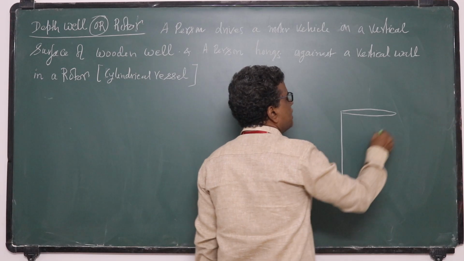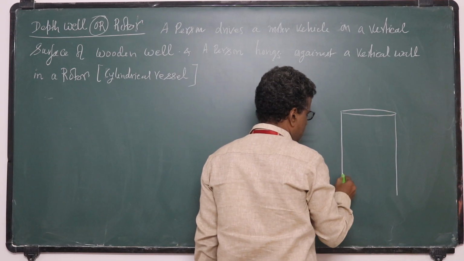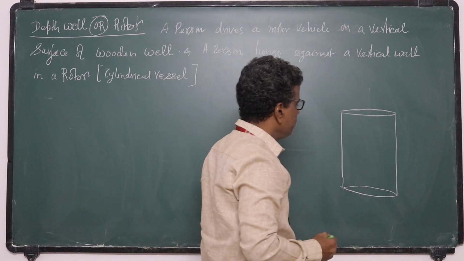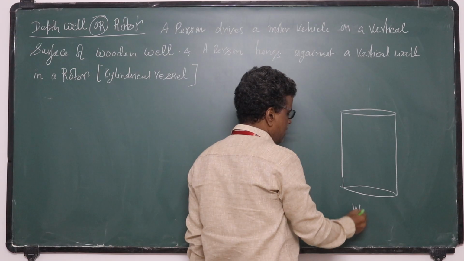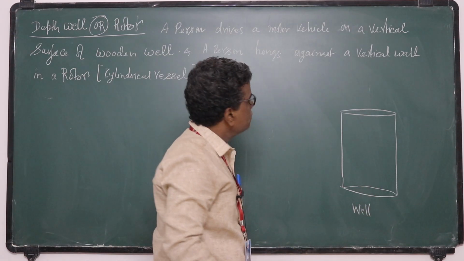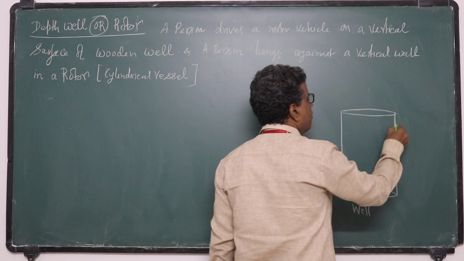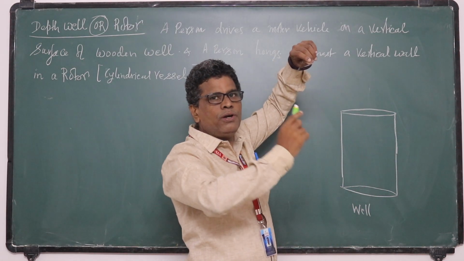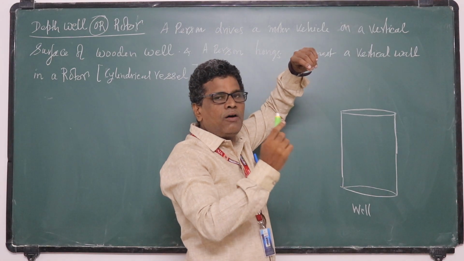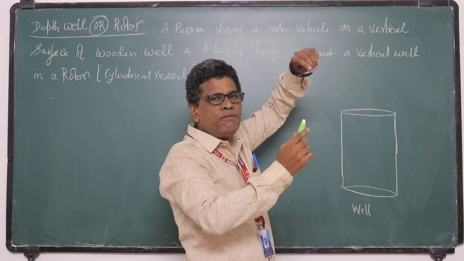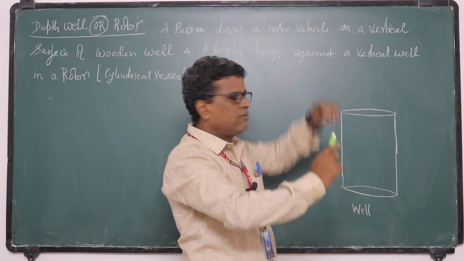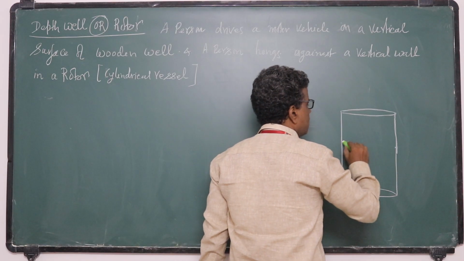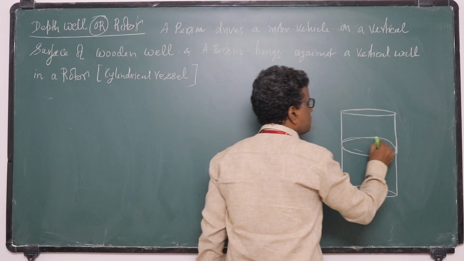Let it be a cylindrical well, let us assume a wooden well. So a person drives the motorcycle on the vertical surface. This is a cylindrical surface. How does he drive the motorcycle on the vertical walls of a wooden well? He drives against the vertical wall. So here he drives like this against a vertical wall.